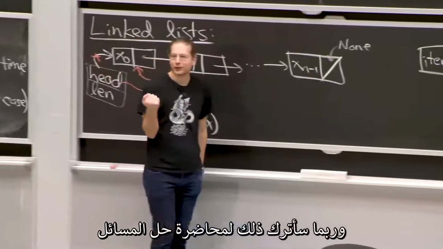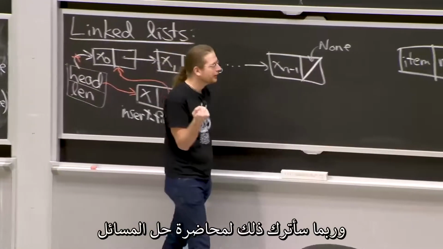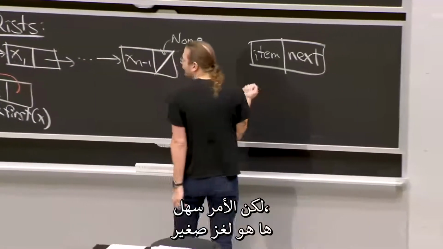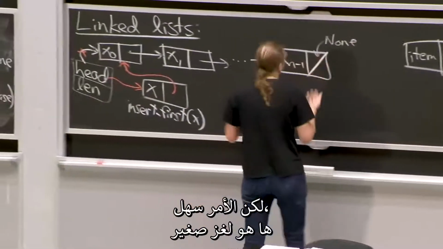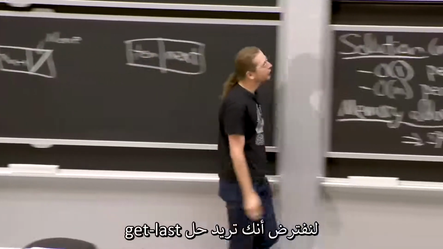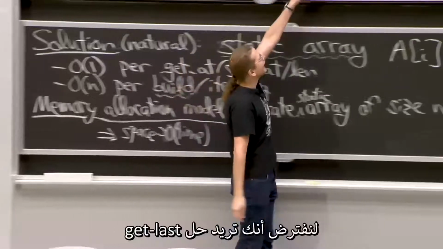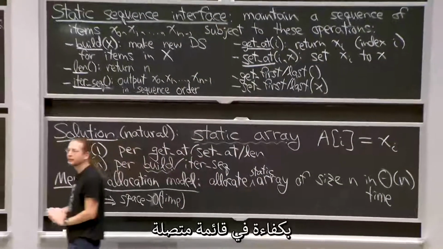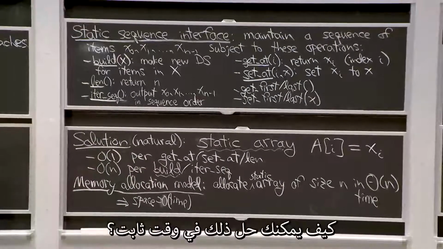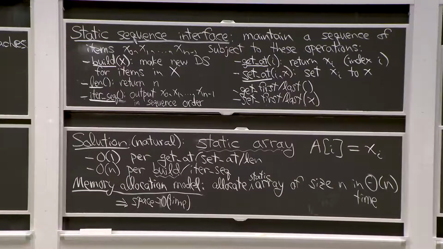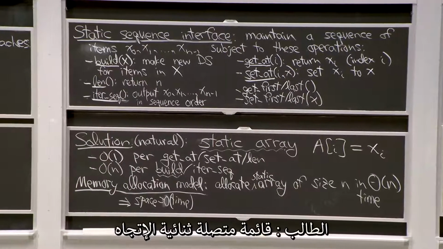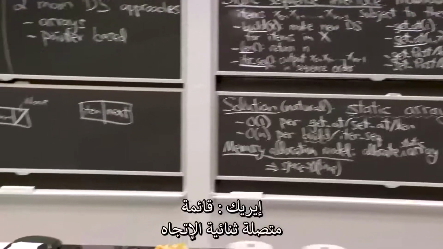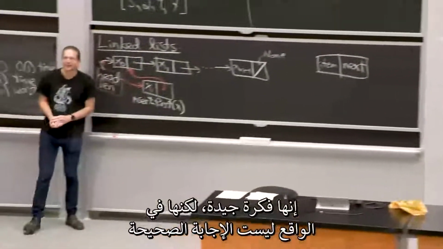And maybe I'll leave that for problem session or problem set. But here's a small puzzle. Suppose you wanted to solve get last efficiently in a linked list. How would you solve that in constant time? Yeah. Doubly linked list is a good idea, but actually not the right answer. That's an answer to the next question I might ask.